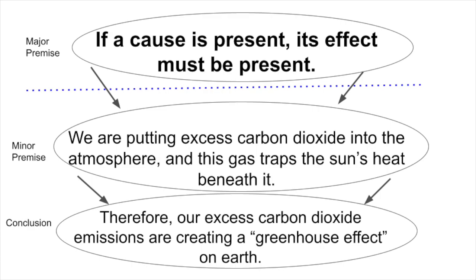Now let's apply the structure of a syllogism to a claim made about human climate change. We'll start with the line of reasoning called cause and effect. In cause and effect, if a cause is present, its effect must also be present. So that's the overarching law of reasoning, the major premise in this case. The minor premise is that we are putting excess carbon dioxide into the atmosphere, and this gas traps the sun's heat beneath it. The conclusion is, therefore, our excess carbon dioxide emissions are creating a greenhouse effect on Earth.